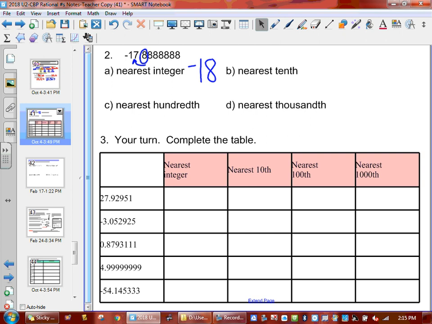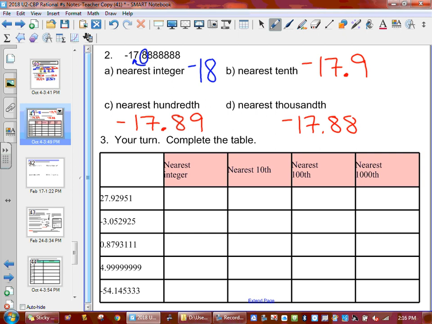Okay, so that's B. What's the nearest tenths place going to look like? Negative 17.9. Good. What about the hundredths? Negative 17.89. Good. What about the next one? Negative 17.889. Good. All right. Let's do the chart, please. I want you to complete the chart, fill it out, and round them all. Okay, push pause now and play when you're ready.